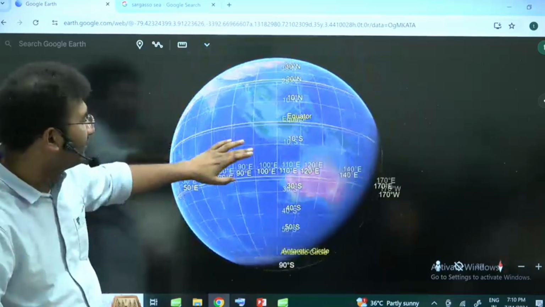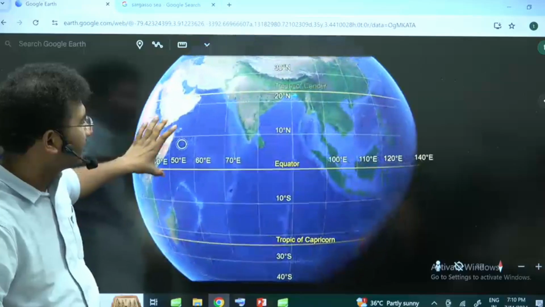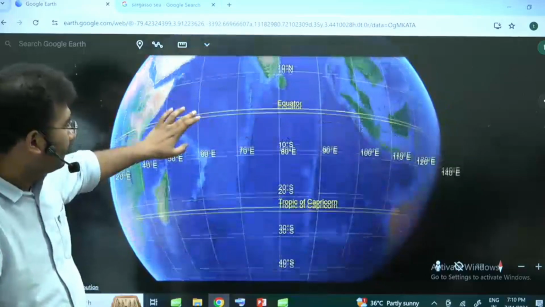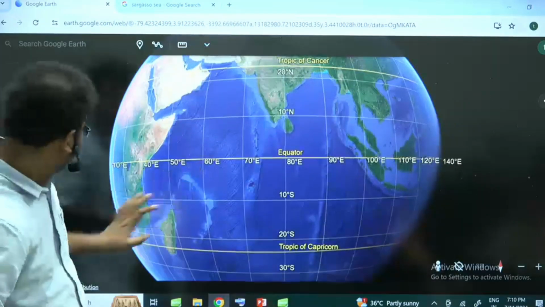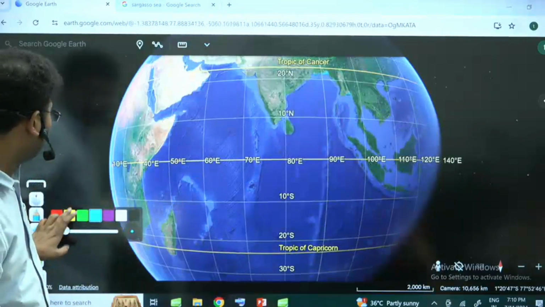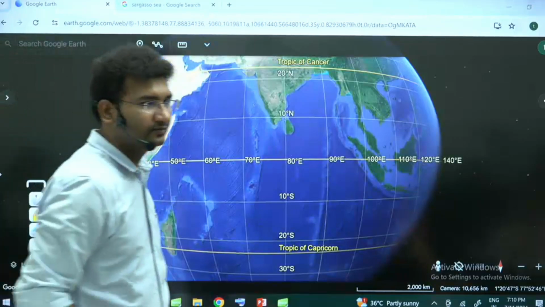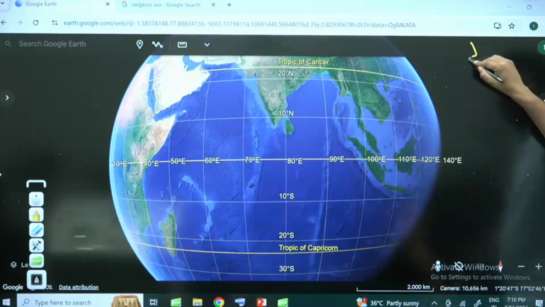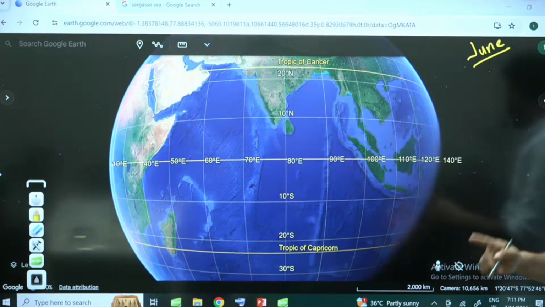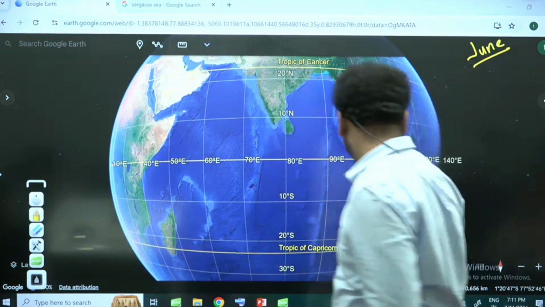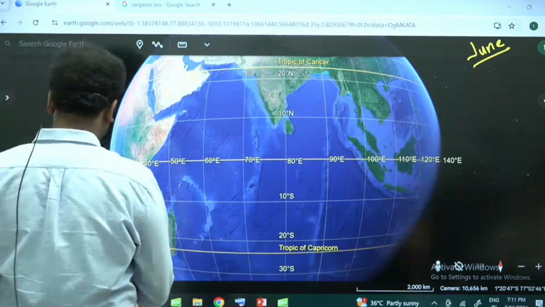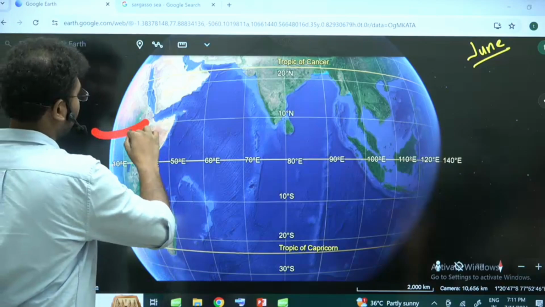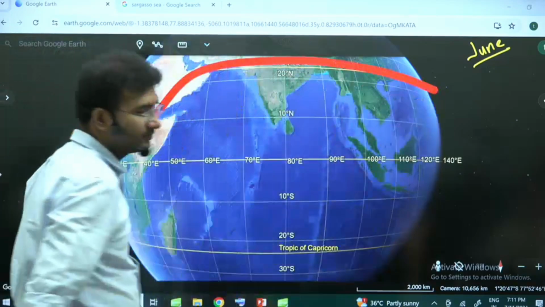Now come to the Indian Ocean. The Indian Ocean is a very interesting ocean. How many of you are clear with the concepts of monsoon? Is everyone clear? So this is the month of June. And we'll also look into the December category as well. We'll very quickly do it. So in June, where is your ITCZ zone? This is your ITCZ zone.